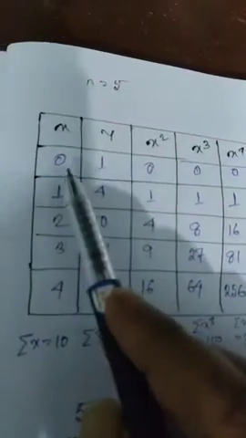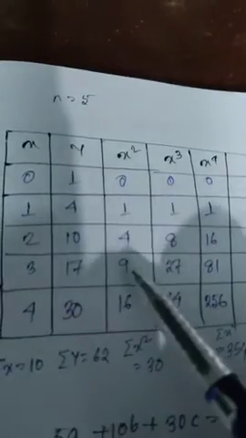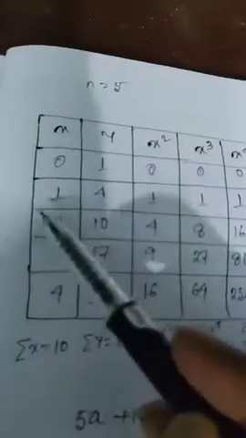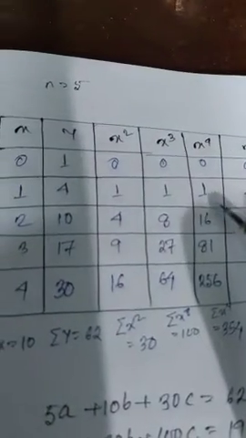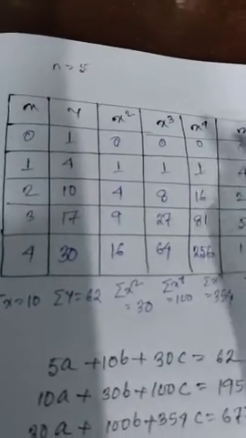We put the corresponding values of x and y given here, and the corresponding x square will be 0, 1 square is 1, 2 square is 4, 3 square is 9, 4 square is 16. x cube is 0, 1 cube is 1, 2 cube is 8, 3 cube is 27, 4 cube is 64. x to the power 4 is 0, 1, 16, 81, 256. So this is very simple.